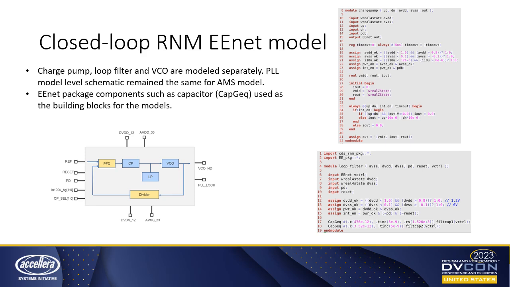The closed-loop real number model with EENet also models blocks with one-to-one correspondence to the schematic. Using the EENet package components, it's relatively straightforward to construct the loop filter and charge pump models. The benefit of the real number model with EENet over the AMS model is that it runs without invoking the analog solver and therefore runs much more quickly while maintaining reasonable accuracy.